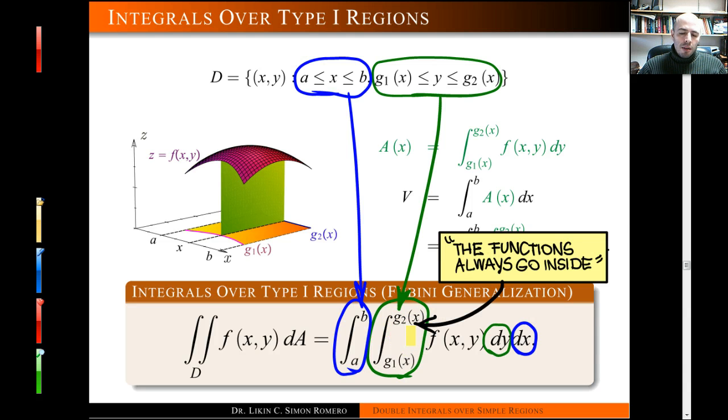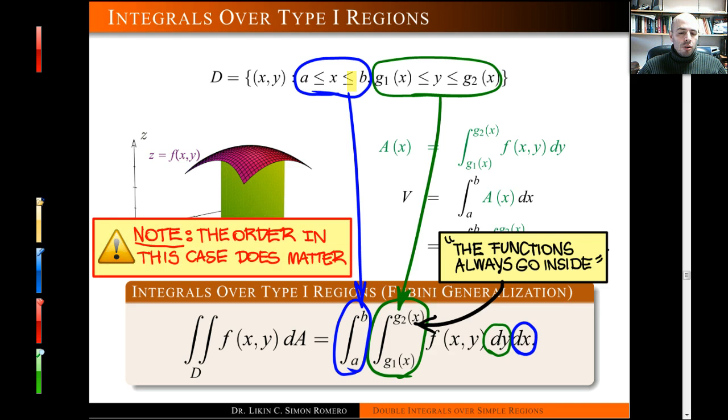The only thing you have to remember in these cases is that it's just like Fubini. The only thing you have to make sure of is that the functions go inside of the integral. In other words, you always integrate first the variable that moves between continuous functions, and then the second variable is the one that moves between constants. Note that the order in this case does matter.